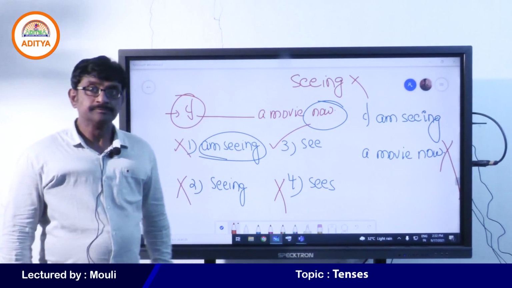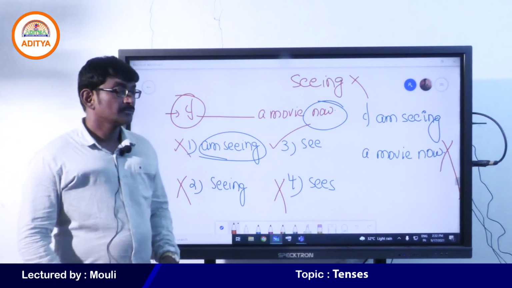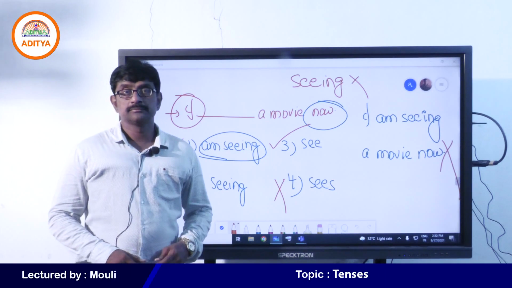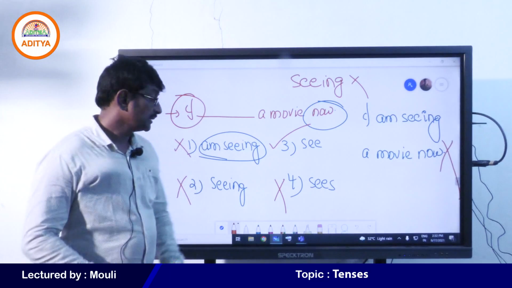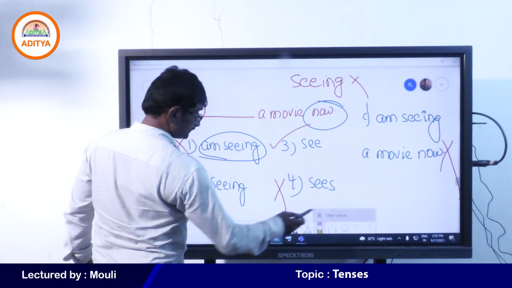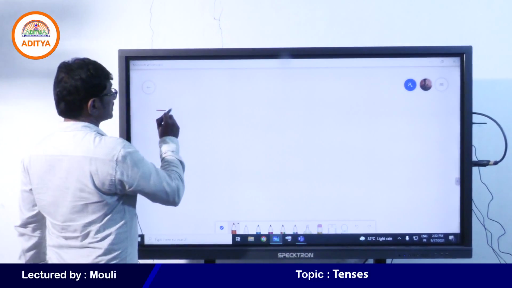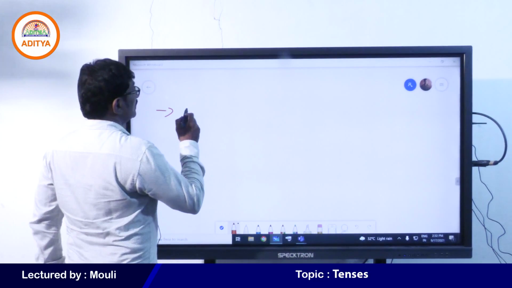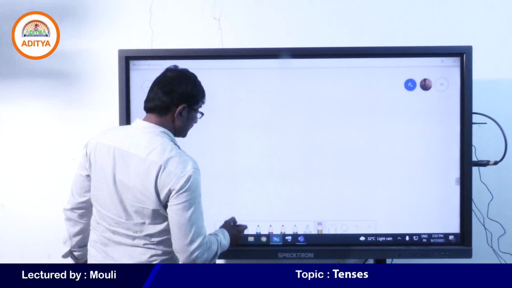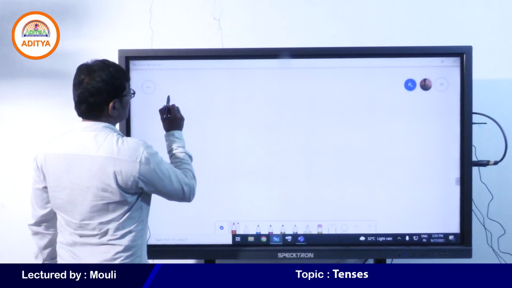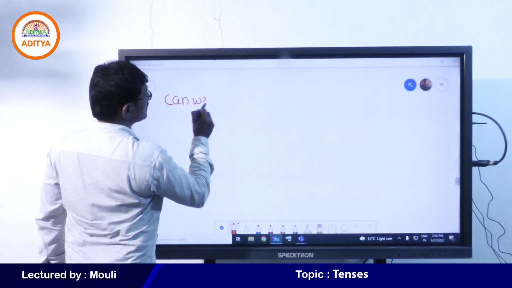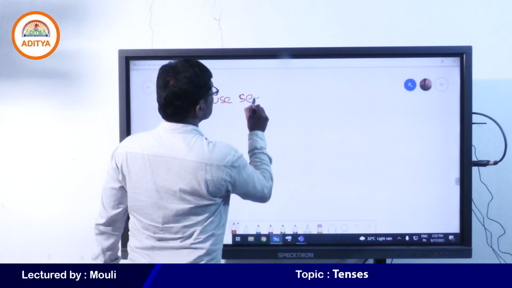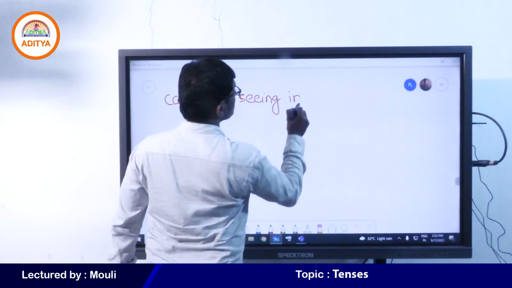Okay, students? If you have written this, we'll go for the next one. Okay, the next one, let us go for the next one. The next example is like this, students. Now, I will give you one example here. Can we use seeing in progressive tense?